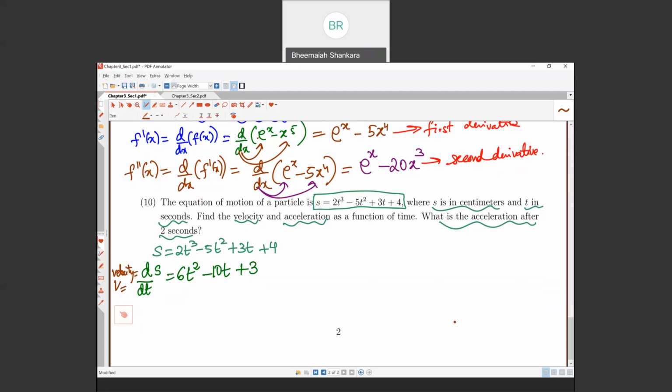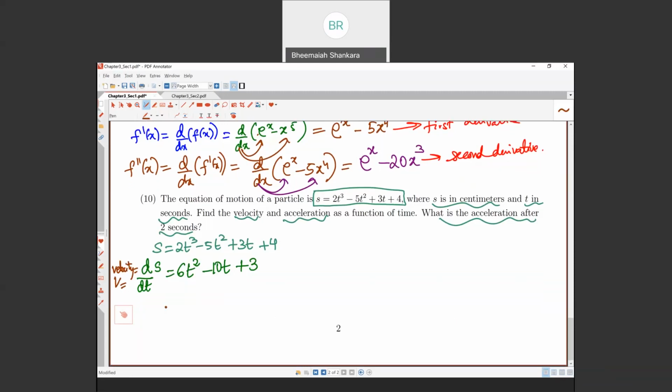So now let me derive this again. d squared s by dt squared. I'm deriving the derivative of s again, and deriving the derivative again is the definition of acceleration. So this is the acceleration, denoted by the variable a. So let me derive 6t squared. I have 12t using the power rule. The derivative of 10t is 10. The derivative of 3 is 0.